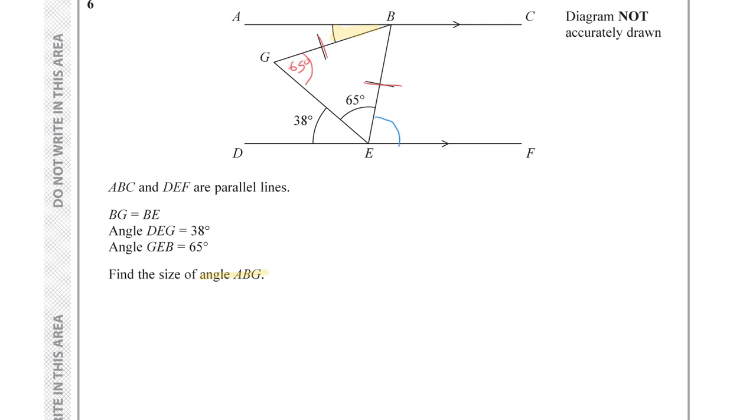Now, this angle makes an angles on a straight line, which add up to 180. So this angle is going to be 180 minus 65 minus 38. Okay, so that is those angles. That gives you an angle of 77 degrees.